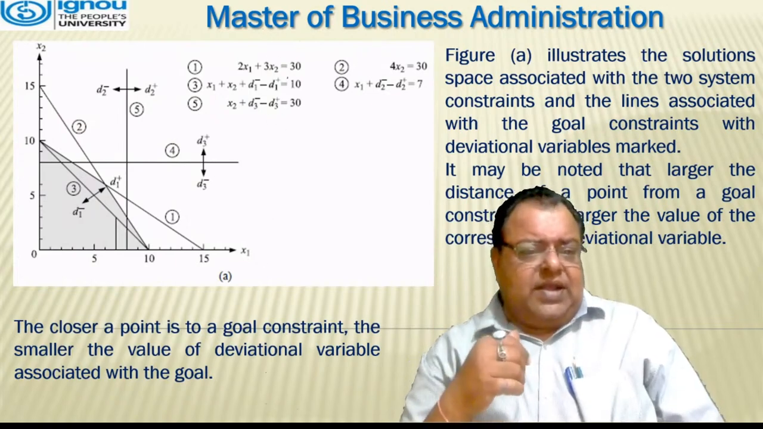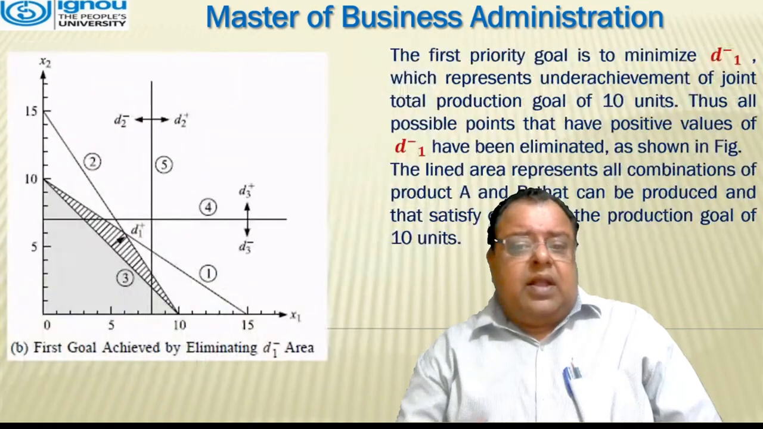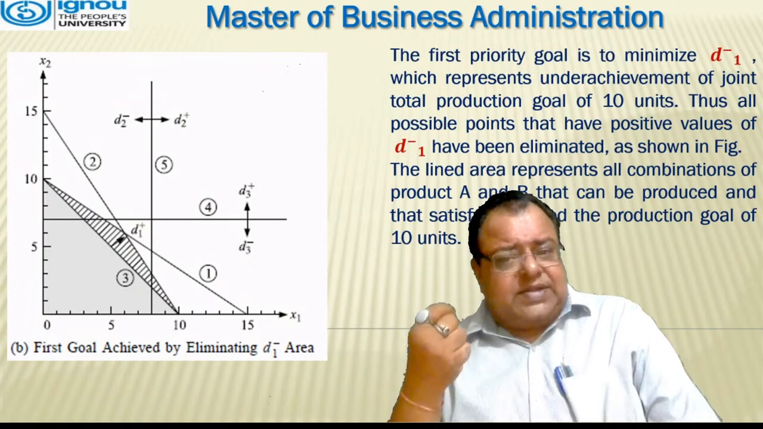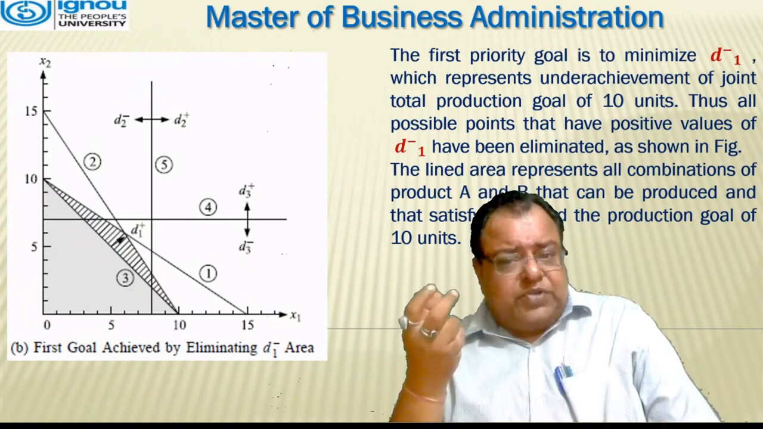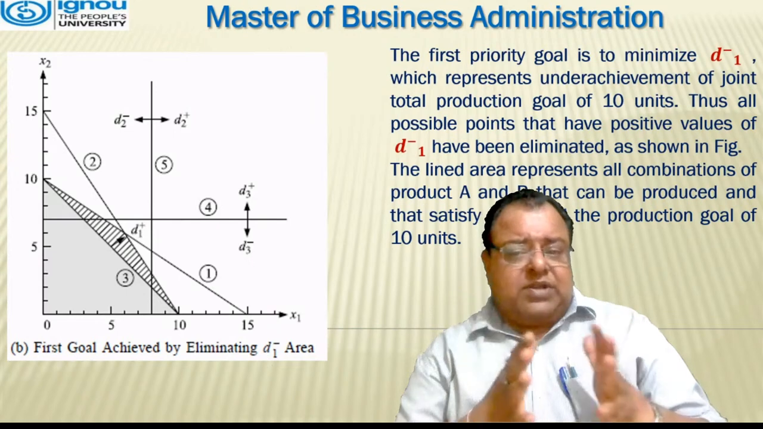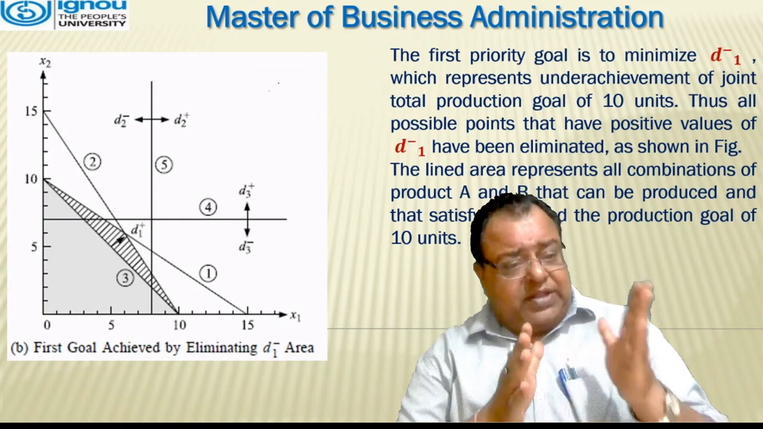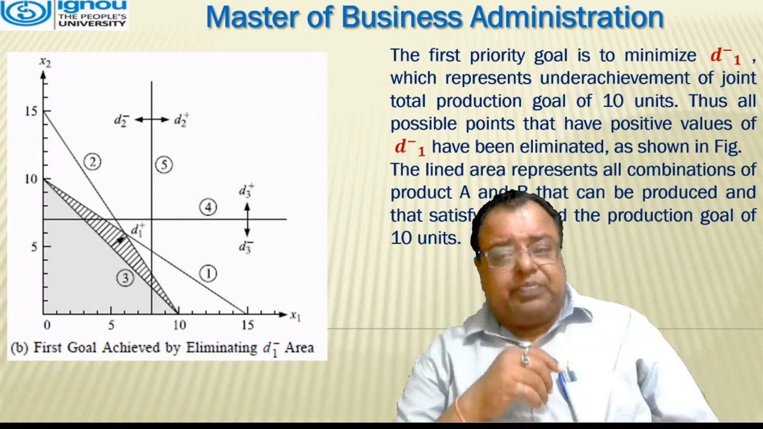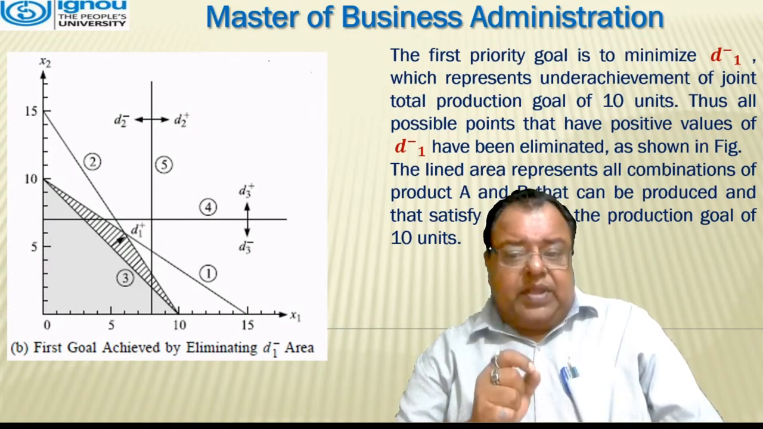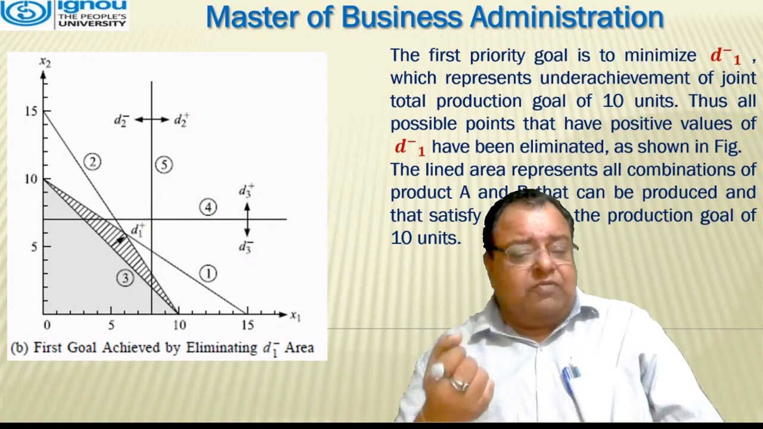All five constraints are written at the top. The first priority goal is to minimize d1 negative, which represents underachievement of the joint total production goal of 10 units. Thus, all the possible points that have positive values of d1 negative have to be eliminated, as shown in the figure, so this has been removed. The line area represents all combinations of products A and B that can be produced and that satisfy or exceed the production goal of 10 units.